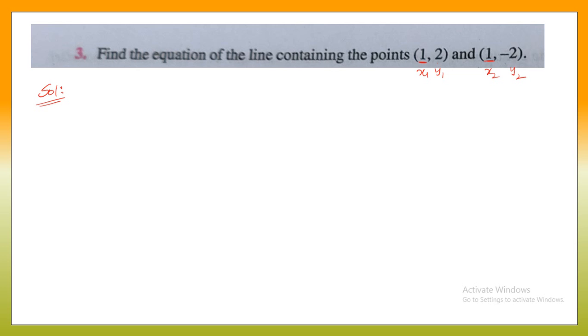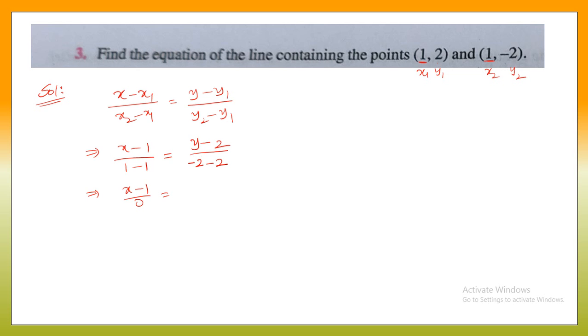If it is asked for a 1 mark or 2 marks question, then you need to go with the process. So what is the two-point form? x minus x1 by x2 minus x1 is equal to y minus y1 by y2 minus y1. When I substitute the values, x minus x1 is x minus 1, by x2 minus x1, so it becomes 1 minus 1, is equal to y minus y1, which is y minus 2, by y2 minus y1. y2 is -2, y1 is 2, so -2 minus 2 is -4. So this becomes x minus 1 by 0 is equal to y minus 2 by -4.